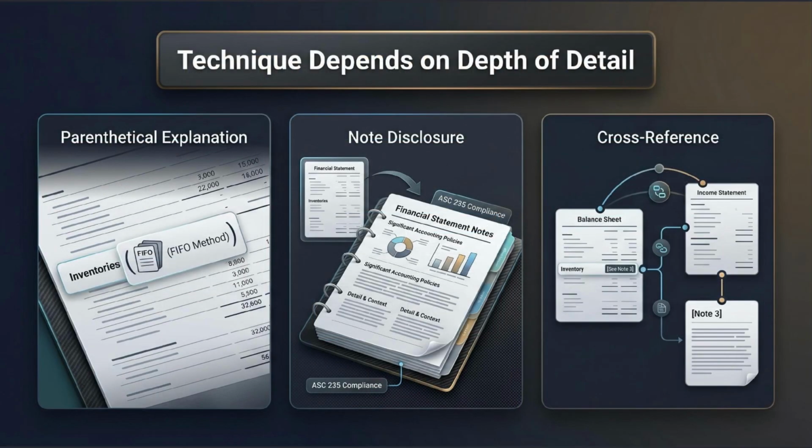A strong model answer would explain that a parenthetical explanation is a brief clarification placed directly beside a line item on the face of the financial statement, and it works best when the added information is short and self-contained. A note disclosure is a detailed explanation in the notes section, and it is preferred when the policy requires context, assumptions, or supporting detail that cannot fit on the face of the statement. A cross-reference directs the reader from one statement, line item, or note to related information elsewhere, reducing repetition while keeping the disclosure accessible. The guiding principle is clarity without unnecessary repetition. Good disclosure is not hide and seek.